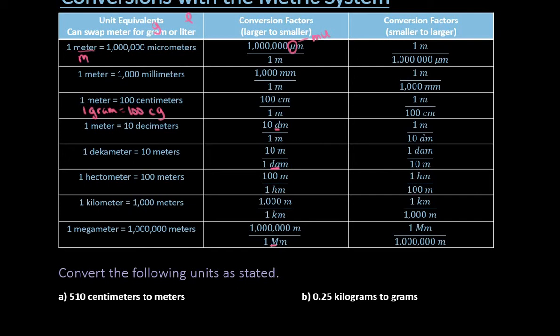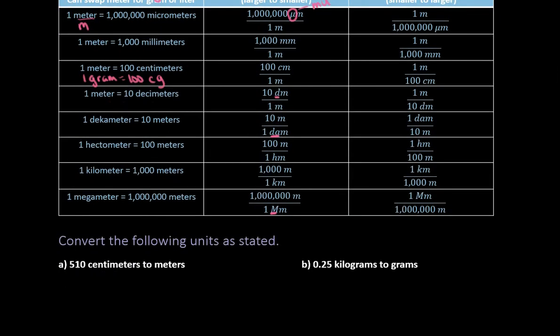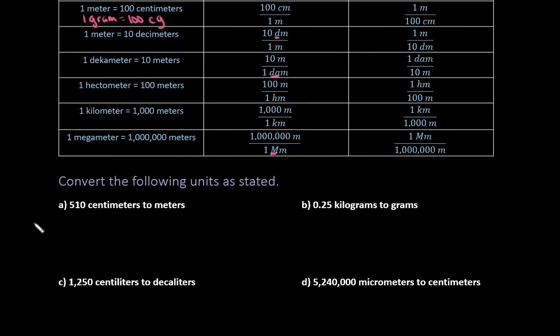So let's go ahead and look at a couple of examples and do some conversions. I also have a couple of applications. Okay, so the first one that we're going to do is 510 centimeters, and we're going to convert that to meters. I know that I want to have centimeters down below so that those will cancel out. So I would come up to my chart and I can see that my conversion from centimeters to meters is this one. So I would divide by 100 centimeters and that gives me 1 meter.